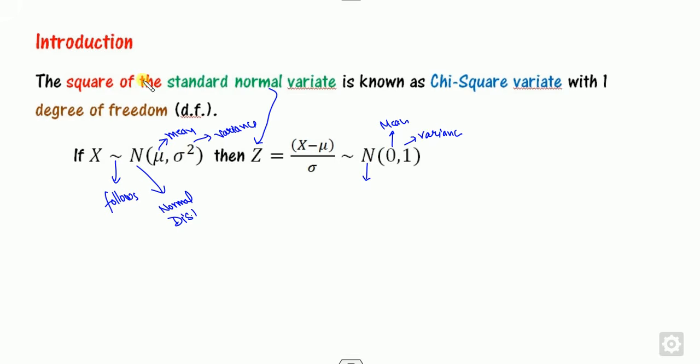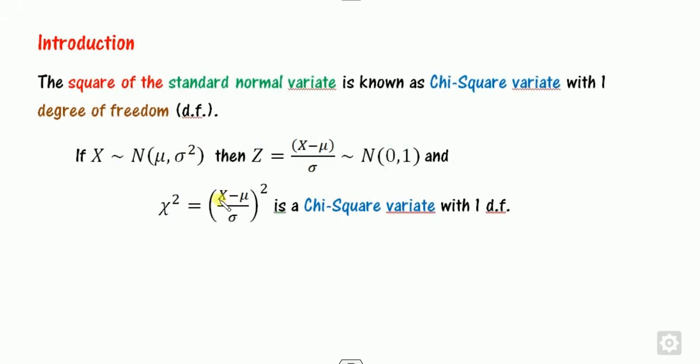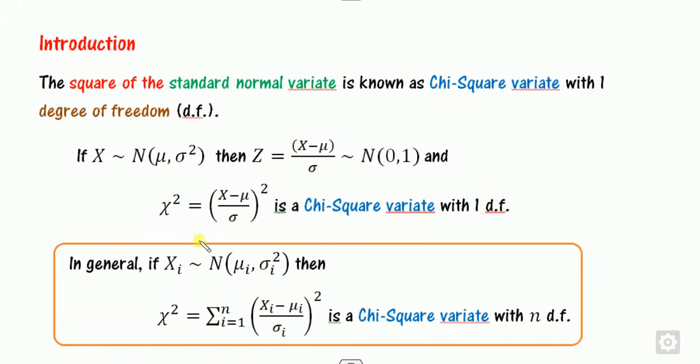So if this happens, then the square of z, denoted by chi-square, is called the chi-square variate. And how many unknown variables are there? x is the only variable, so it has 1 degree of freedom. On the other hand, if I take xi, where i varies from 1 to n, having means mu i and variance sigma square, then the summation of chi-square from 1 to n is again a chi-square variate, but with n degrees of freedom.